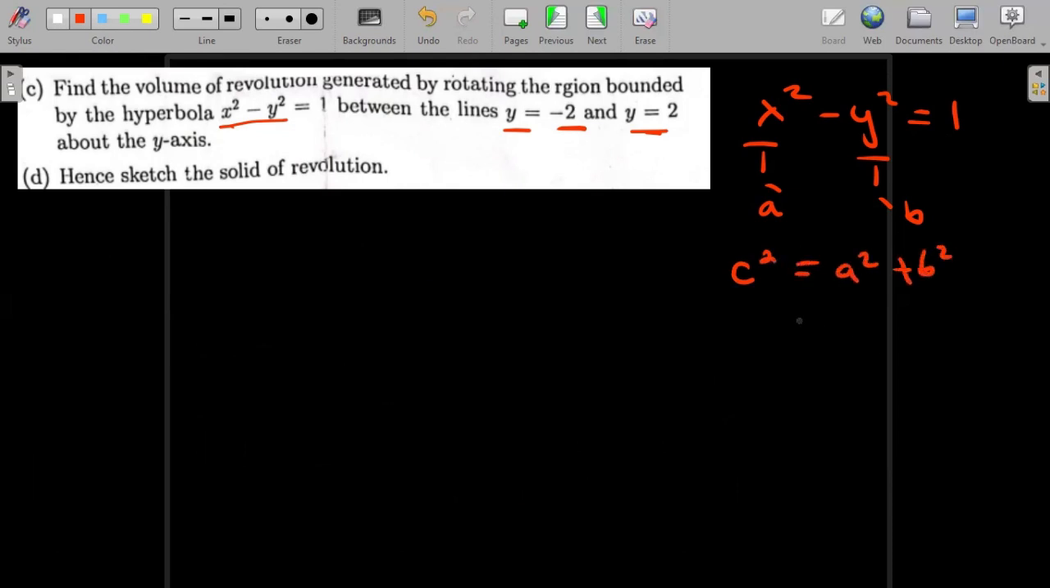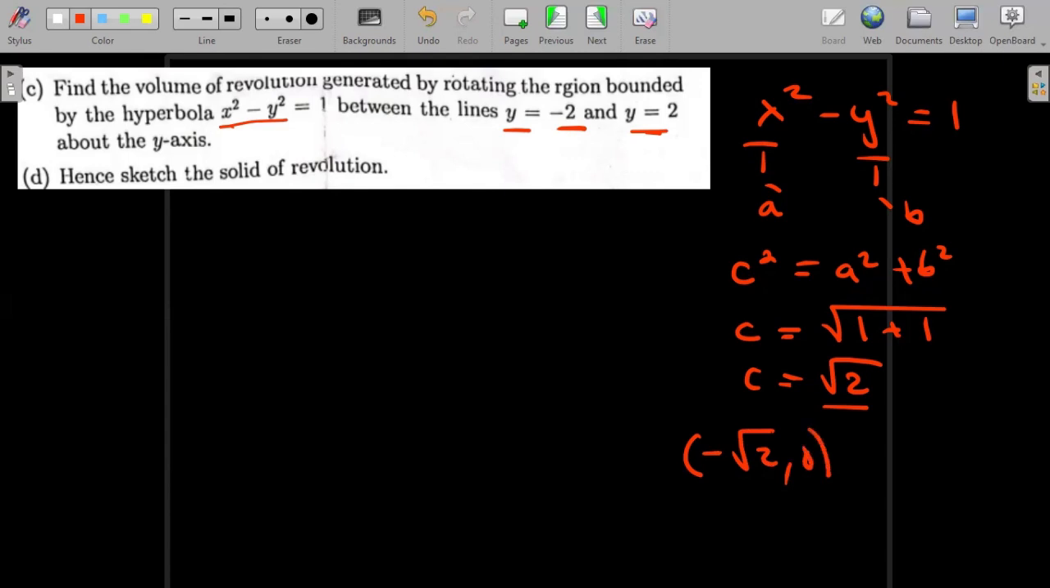And this is going to be C equal to the root of 1 squared, which is just 1, plus another 1 squared, which is 1. And C is going to be the root of 2. So this hyperbola has its vertices, or its major diagonal, in the x-axis. So it means that for the foci which we found, we are going to have negative root 2 on one side, and the other one is going to be the other way, root 2.